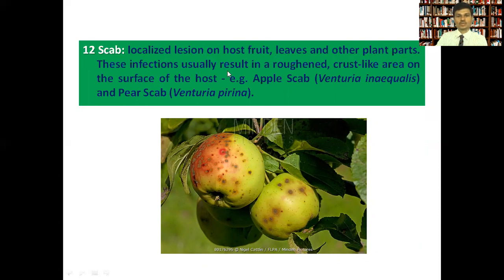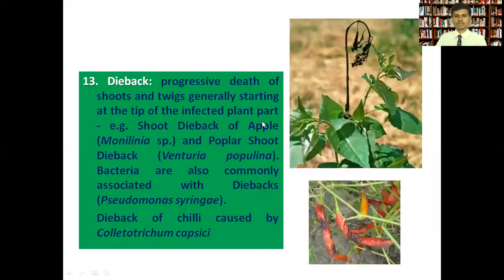Then scab, localized lesions on host fruit, leaves, and other plant parts. These infections usually result in a roughened, crust-like area on the surface of the host. Here we can see the rough and crust-like area on the fruit of the apple, and that gives the apple scab disease, which is caused by Venturia inaequalis.